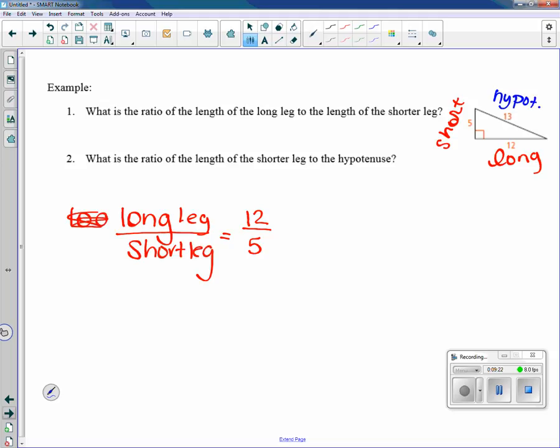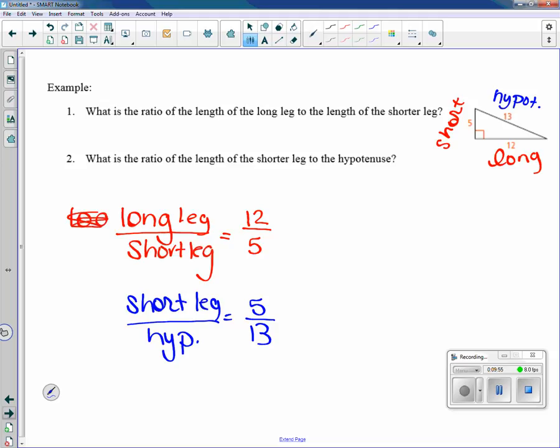Now, number 2 says, what's the ratio of the short leg to the hypotenuse? So what is the short leg here? 5. What is my hypotenuse here? 13. Pretty good? Those are the type of ratios you are going to do for trigonometry. Is everybody with me? All right.